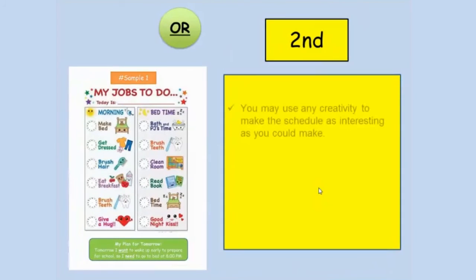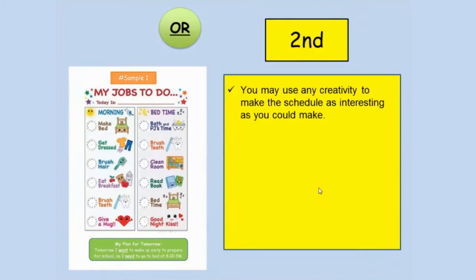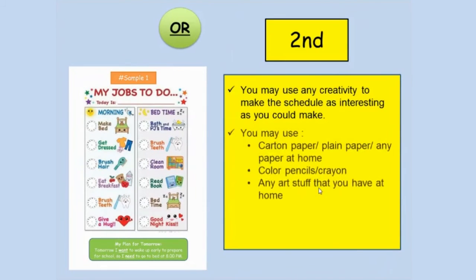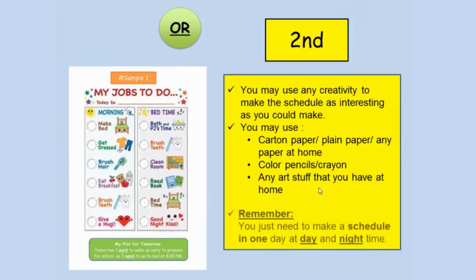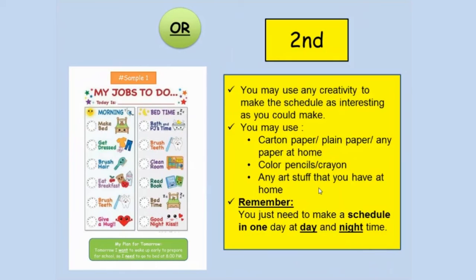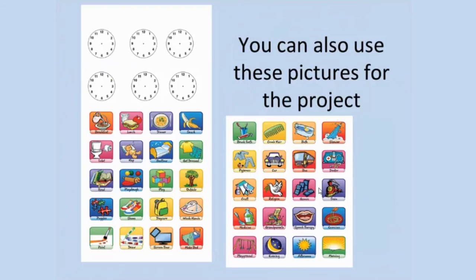Or the second option is you may use any creativity to make the schedule as interesting as you could. You may use carbon paper, plain paper, any paper at home. You can use color pencil or crayon or any other stuff that you have at home. Remember, you just need to make a schedule for one day, at day and nighttime. You can also use this picture for the project.